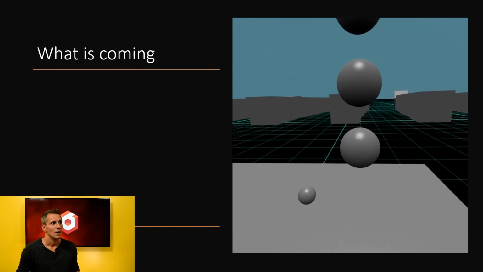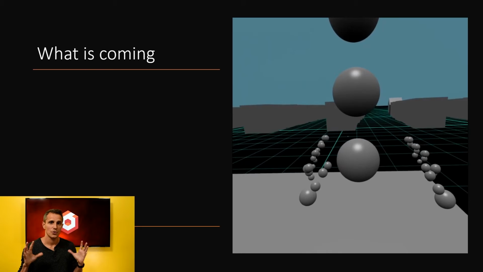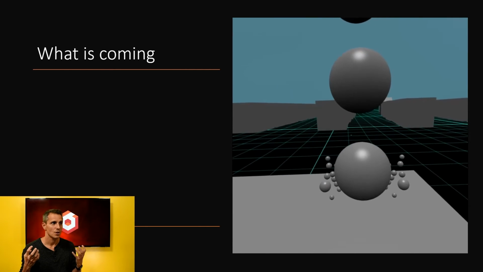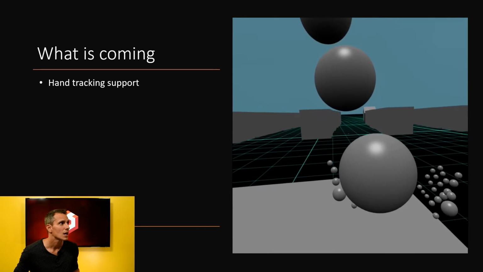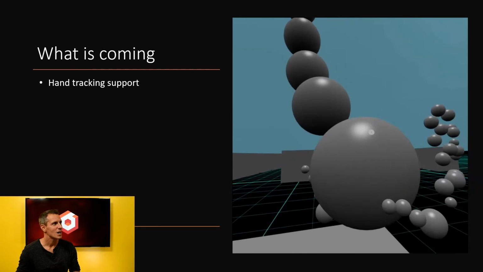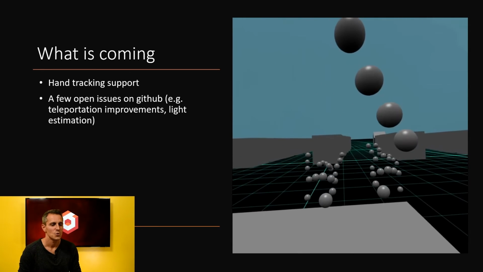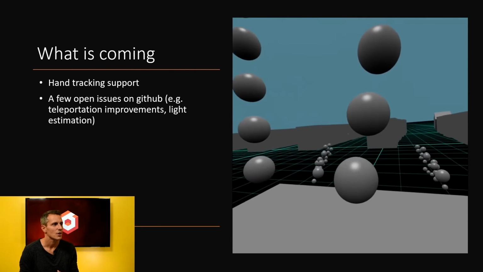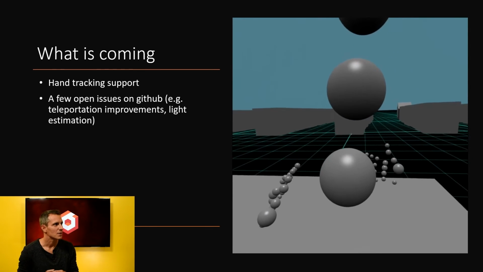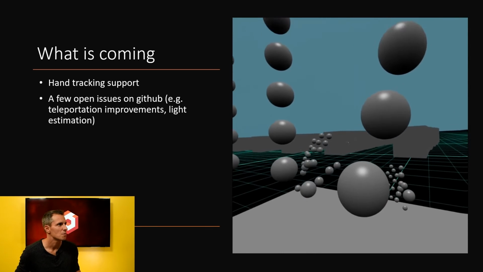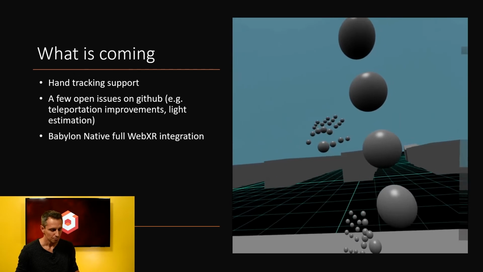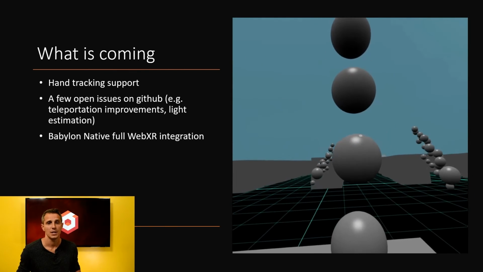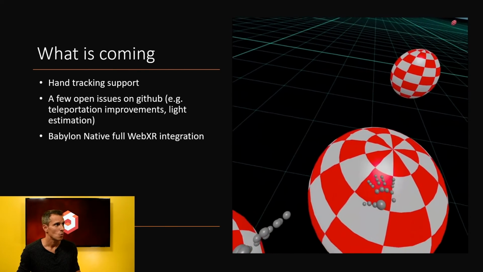What's coming? In the very short term is the first final version of the hand tracking that Hanan is working on. There are also still a few issues on our GitHub, so we're keeping on working on this. Some teleportation improvements, some light estimation, and also Babylon Native support of WebXR.